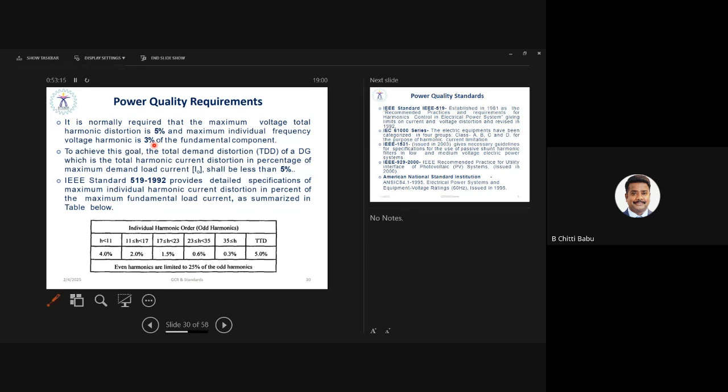However, as we follow the total demand distortion, sometimes for distributed generation, the total harmonic current distortion as a percentage of maximum demand load current shall be less than 5%. This is what we follow. This standard is particularly provided by IEEE, that is IEEE 519-1992, which provides a detailed specification on the maximum individual harmonic current distortion as a percentage of maximum fundamental load current. That is summarized here for individual harmonic orders. Of course, it ensures the THD should be less than 5%. But even harmonics are limited to 25% of the odd harmonic limits.